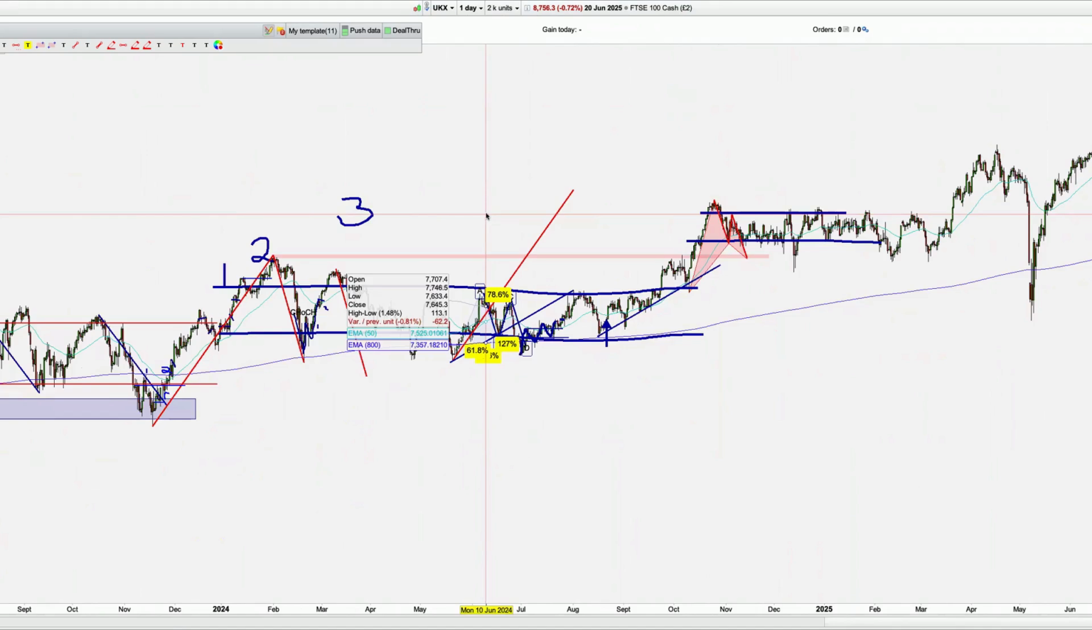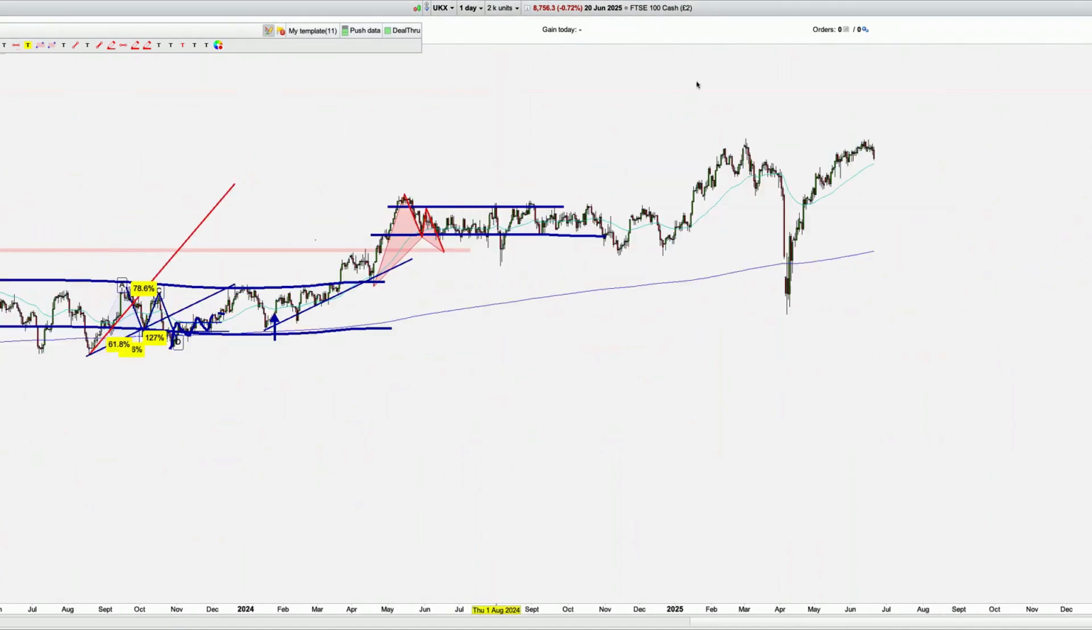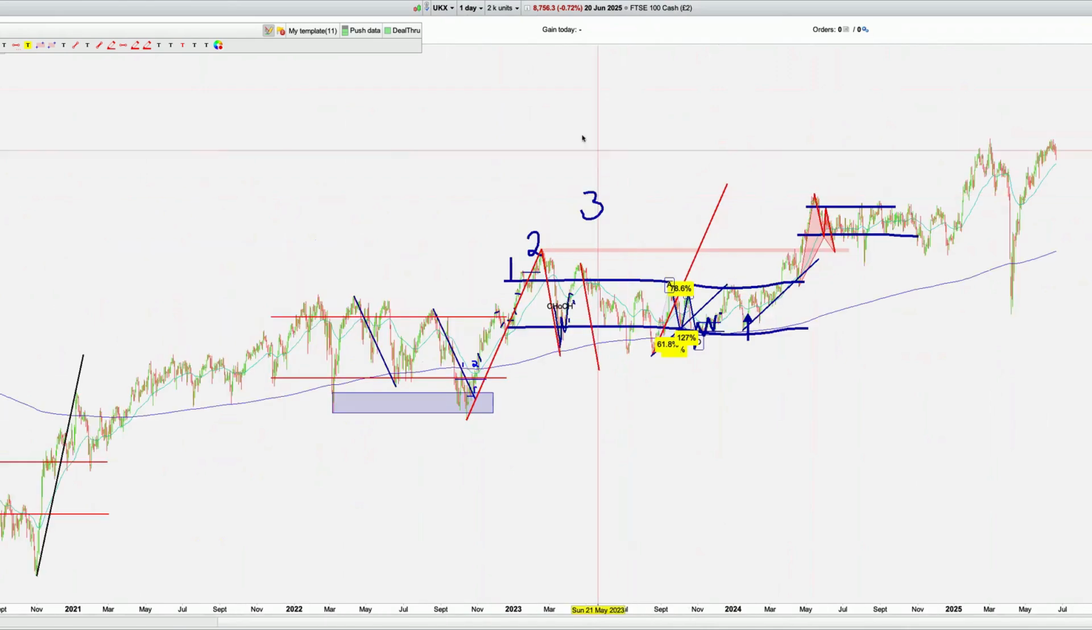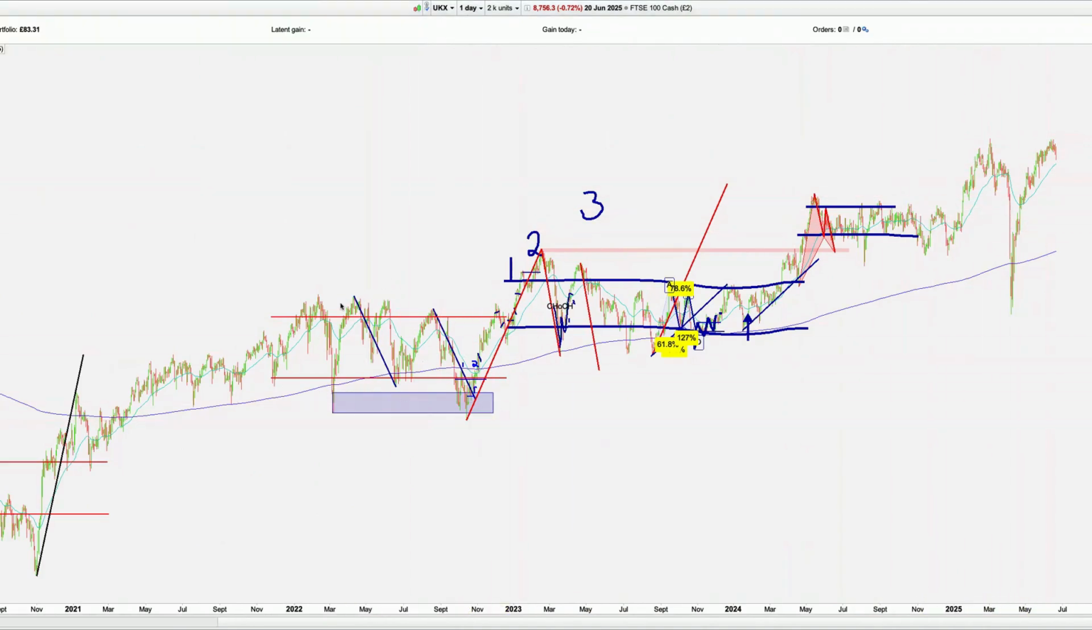Let's look on the daily what's going on. It's just coming to engage a little bit with the 50 EMA after making ridiculous moves higher. This is all the second zone of consolidation I see it as, and this is all the first. So I do see that pushing on.